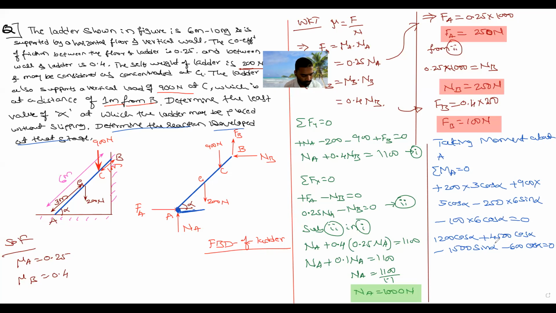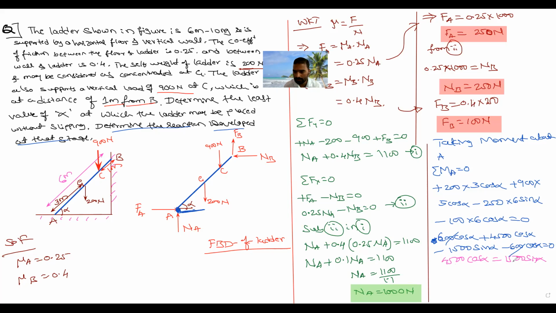So 200 into 3, how much? 600, sir. Yes, correct, this is only 600. So this 600 gets cancelled. Correct? So you will get only 4500 cos alpha, and 4500 cos alpha is equal to 1500 sin alpha. Correct?